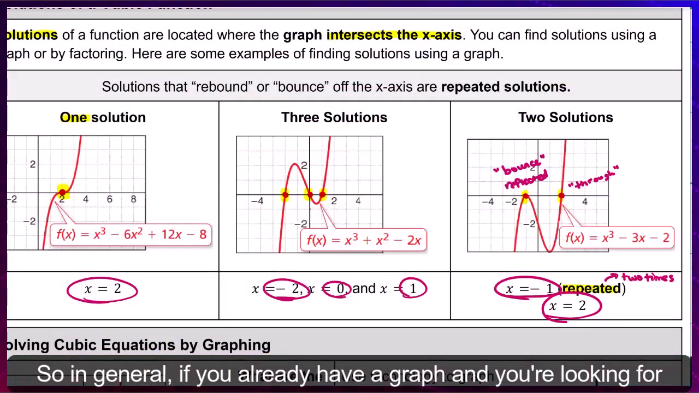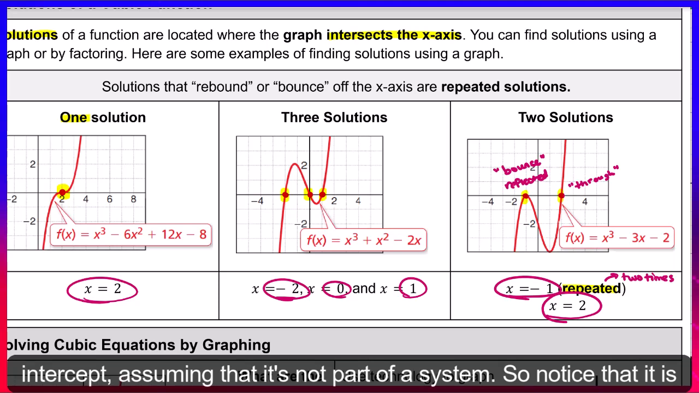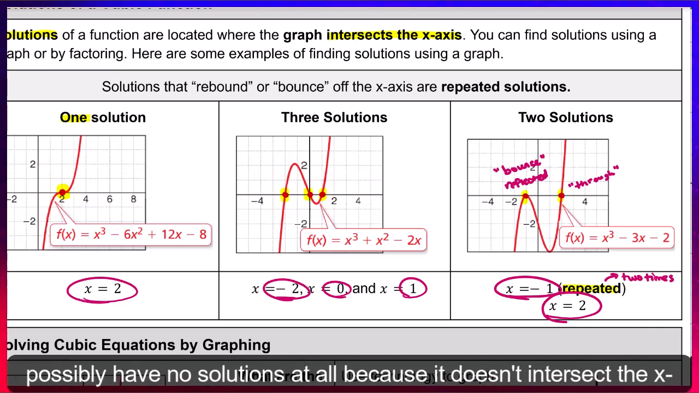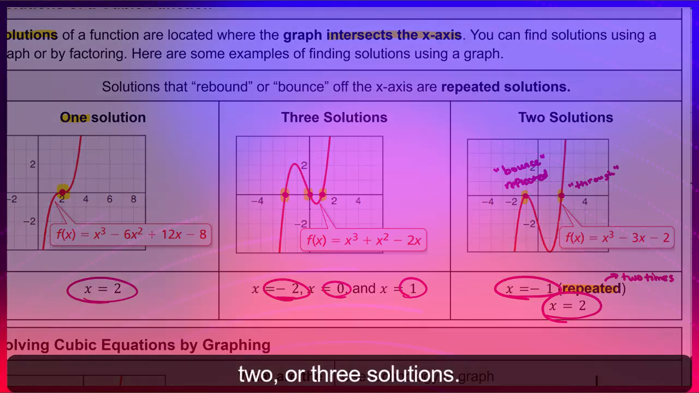So in general, if you already have a graph and you're looking for the zeros of any function, it's always going to be on the x-intercept, assuming that it's not part of a system. So notice that it is different from a quadratic function. A quadratic function can possibly have no solutions at all because it doesn't intersect the x-axis. But a cubic function will always. So your only options are 1, 2, or 3 solutions.